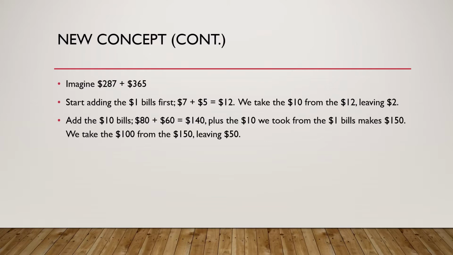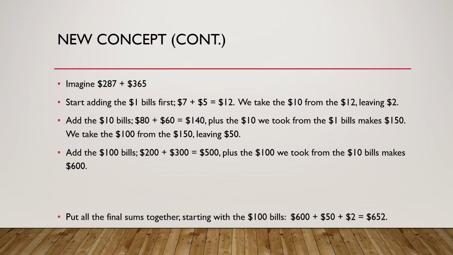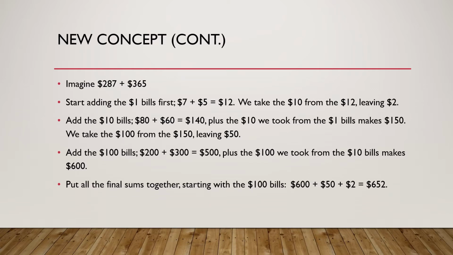Then we add the $10 bills together, and we get $80 plus $60 equals $140. Plus the 10 we took from the $1 bills, that makes $150. So then we take $100 from the 150, leaving $50. Next we add the $100 bills. $200 plus $300 equals $500. Plus the $100 we took from the $10 bills makes $600. So then we put all the final sums together. $600 plus $50 plus $2 is $652.